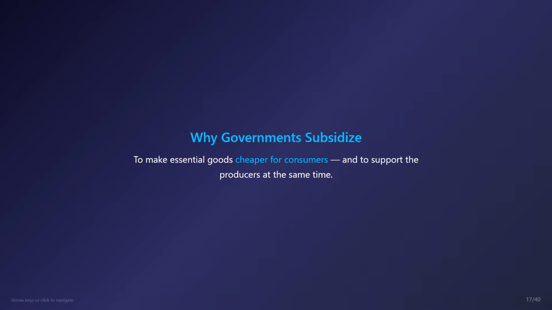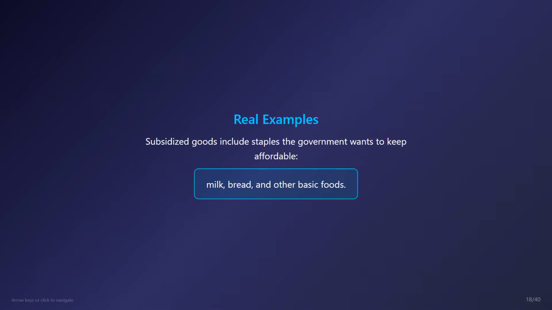Why do governments subsidize at all? To make essential goods cheaper for consumers, while at the same time supporting the producers. It's a way to lower prices without forcing anyone to sell at a loss. Where do we see it? In the staples a government wants to keep affordable: milk, bread, and other basic foods. The subsidy keeps the shelf price low while keeping farmers and bakers in business.